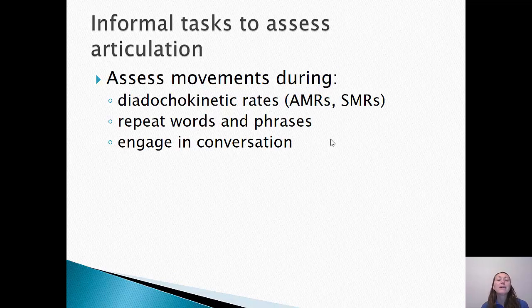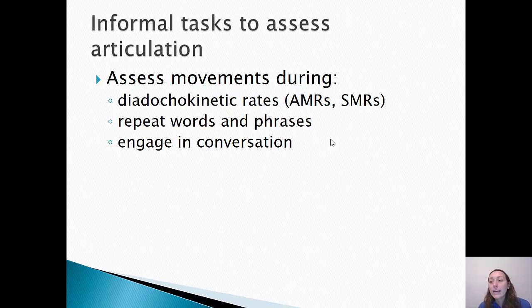articulation assessment at the word level because it's probably not super functional for an adult at the conversational level trying to meet their needs to improve their quality of life and activities of daily living at the word level. So we typically will take information about articulation through all of our other informal assessments.